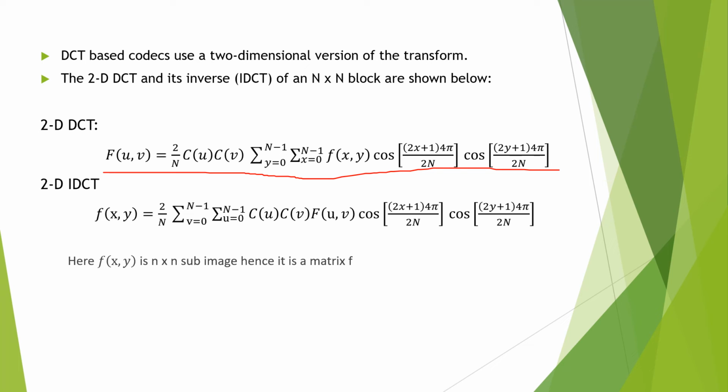Now the two-dimensional IDCT, the inverse discrete cosine transform. That is, small f of x comma y is equal to 2 by n, sigma v equal to 0 to n minus 1, sigma u equal to 0 to n minus 1, C of u, C of v, F of u comma v, cos of (2x plus 1) u pi by 2n into cos of (2y plus 1) v pi by 2n. So here small f of x comma y is the n by n subimage, hence it is a matrix, small f.